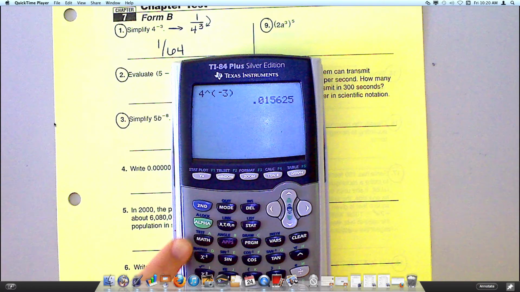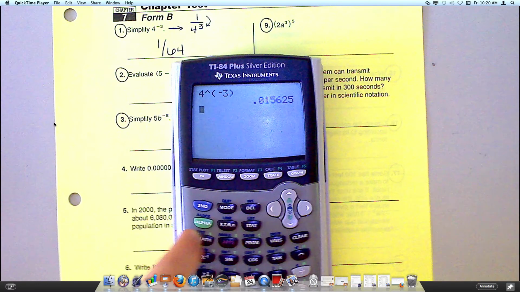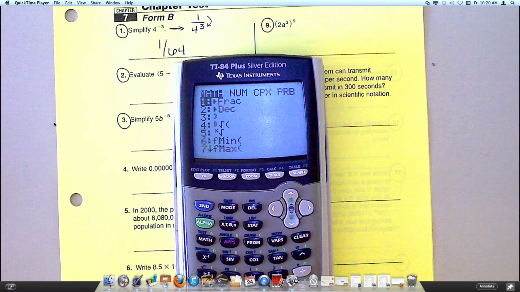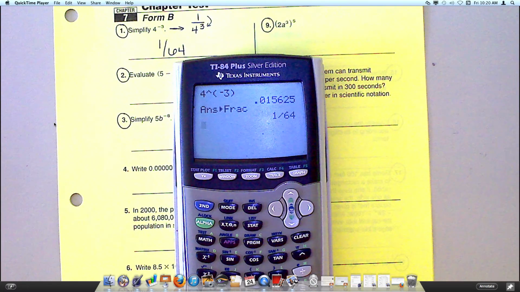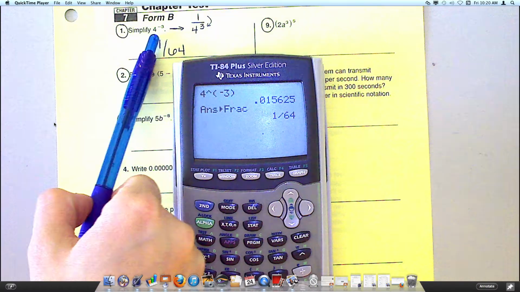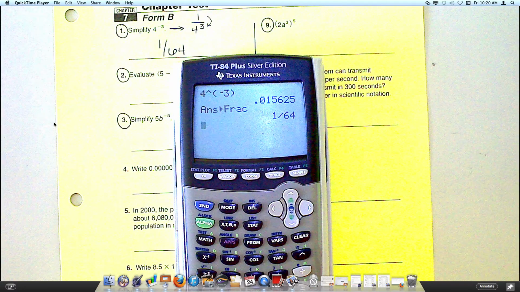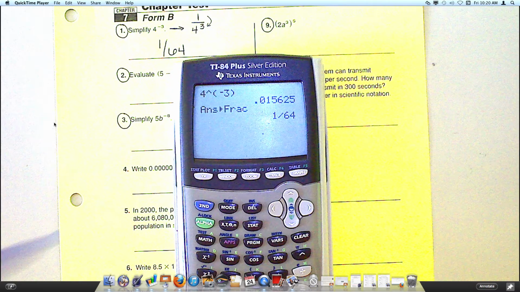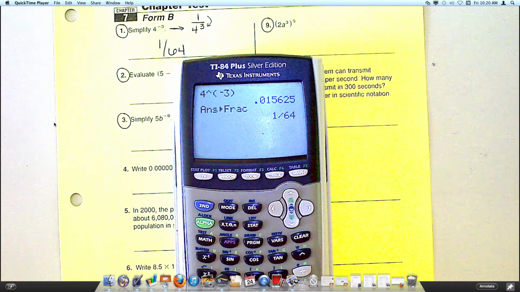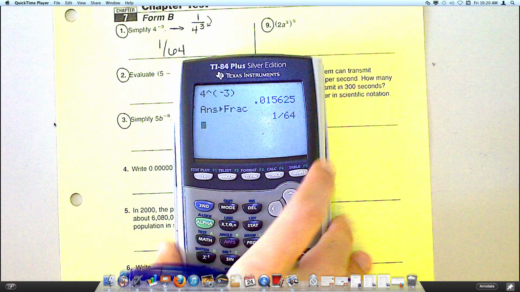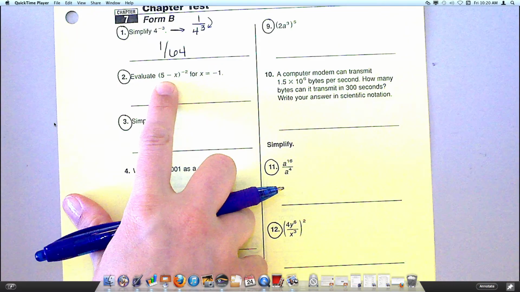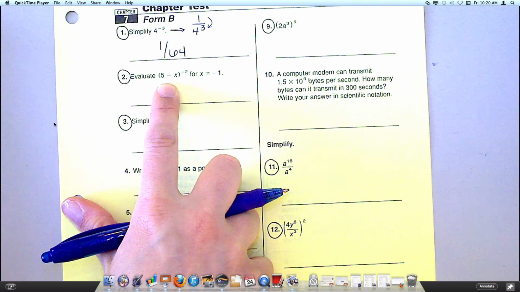Okay, the math button over here on the left, and then the first option is fraction. And then hit enter again, 1 over 64. So in an exam situation, if you couldn't remember what the negative exponent does, type it into your calculator like that, and then just turn it into a fraction, get your answer. Good? Okay.